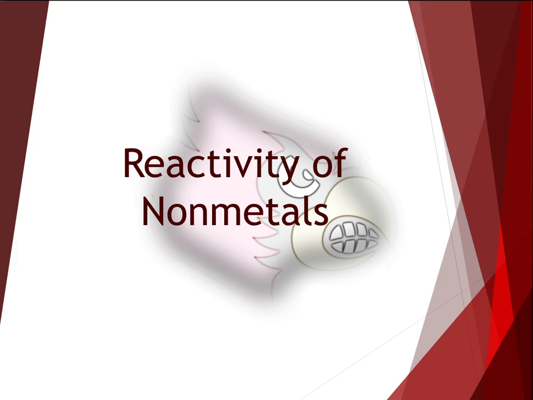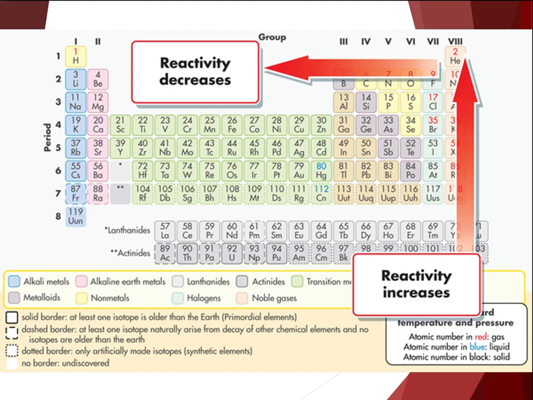Reactivity of nonmetals. If we exclude the noble gases, which are the most inert of all the elements, as we've already seen, the reactivity of nonmetals tends to decrease from right to left across the periodic table. The reactivity of nonmetals also tends to increase as you move up within a group. These trends are opposite to those observed for the metals. The element fluorine at the top of group 17 is the most reactive of all of the elements.